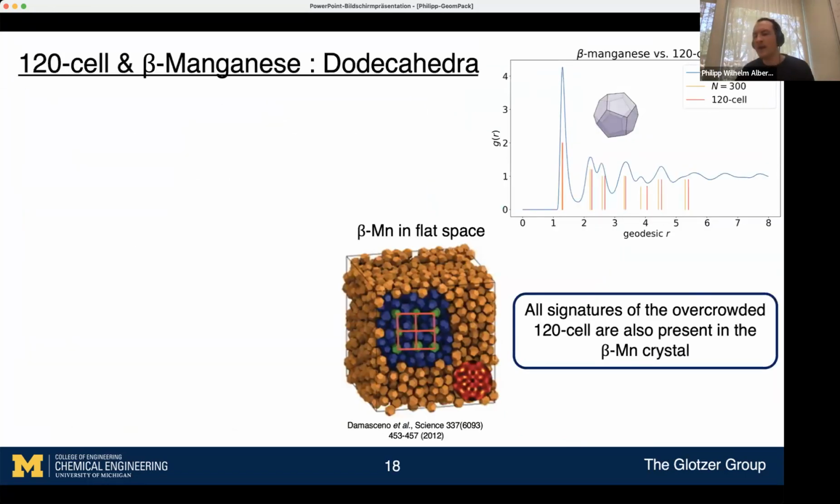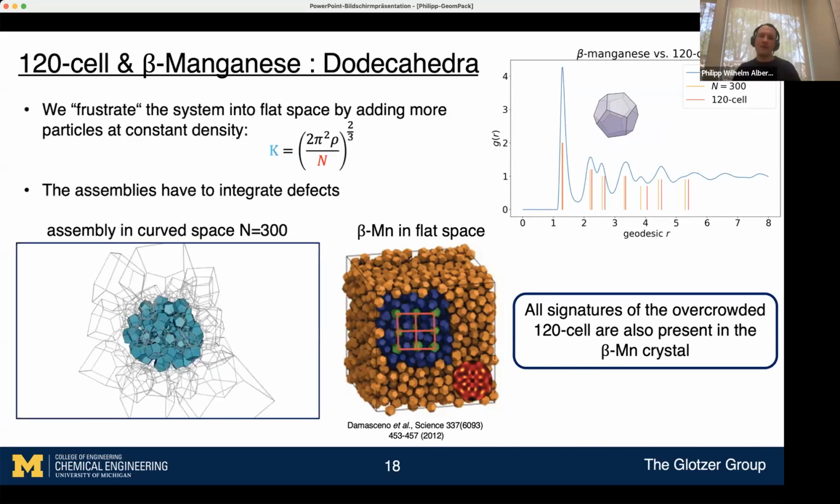And for this, again, I first looked at the dodecahedron and compared, for example, the radial distribution function of the beta manganese structure, which forms in Euclidean space, to one in the 120 cell. And what we can see here is that the peaks, which represent the sites of the 120 cell, are already present in the beta manganese structure. So there seems to be some sort of relation between beta manganese and the 120 cell. But how can we get into this a little bit further?